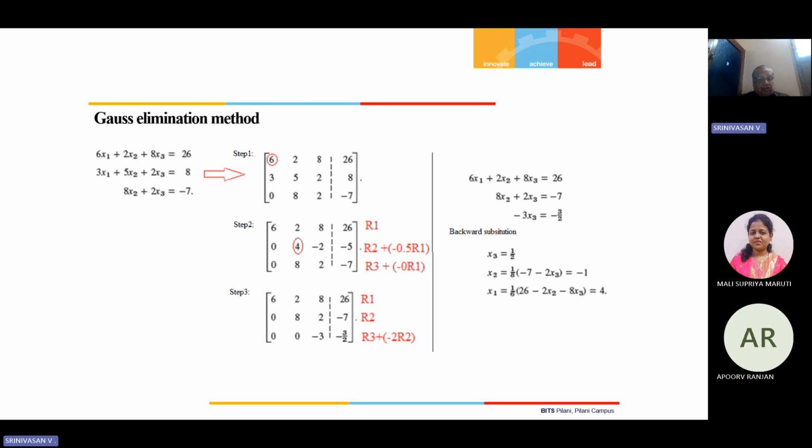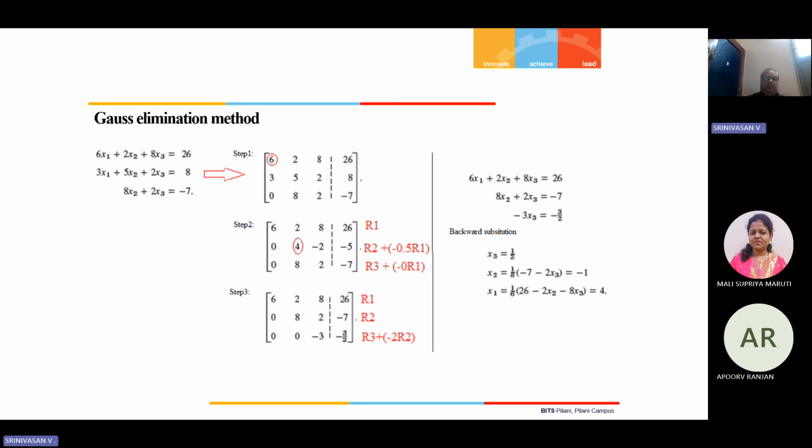Even before we resort to partial pivoting, if you find zero in the first row, first column element, you need to interchange that row with any other row where you have a non-zero element. That is very, very important. Okay, right. Therefore, here there is no problem. So you just go about it.